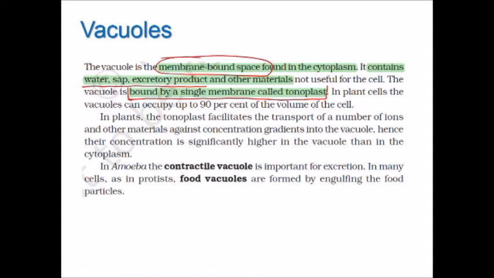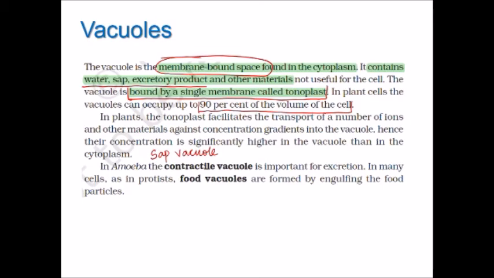Also, we have seen earlier that plants have a large central vacuole. Because they have a large central vacuole, up to 70 to 90% of the cell volume will be occupied by vacuoles. All the other cell contents will be pushed towards one side. The type of vacuole which is found in plants is called sap vacuole. So it usually contains some water, some nutrients, and other materials. So this is called sap vacuoles, which could also provide turgidity to the plant.